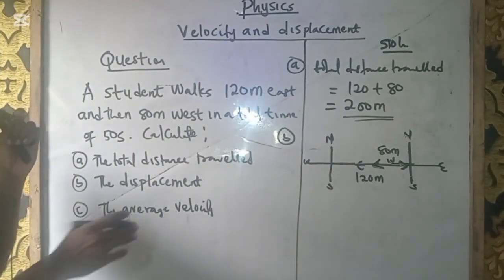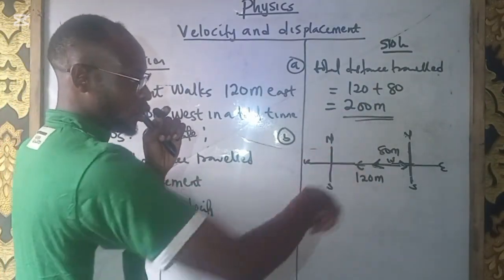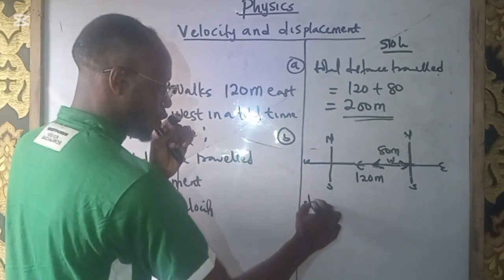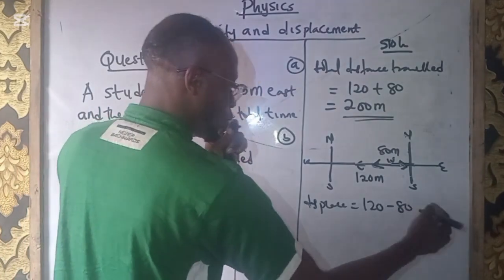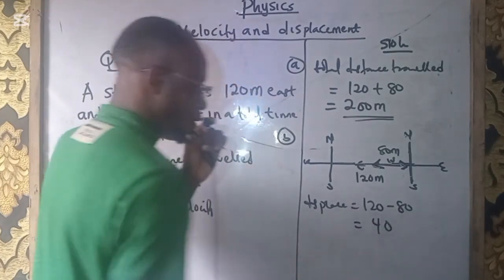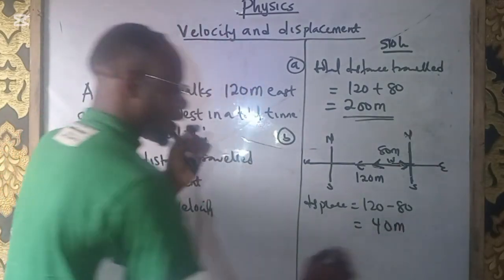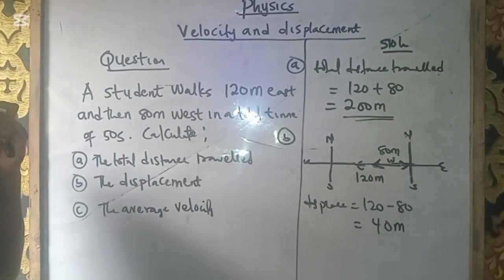You understand? So the displacement now, just subtract them. So when you subtract them, you have what? Displacement would be what? 120 minus 80 because he walks back. So that will give you what? 40. But 40 meters. But students will also be confused in this case. What of the direction? How do we get our direction?